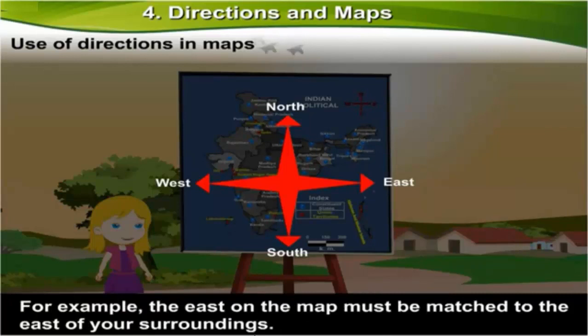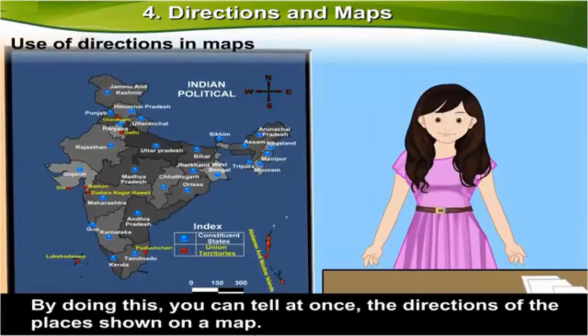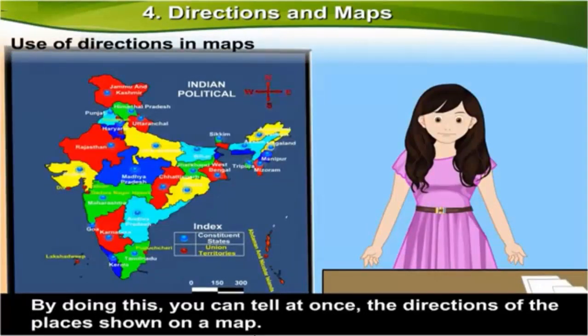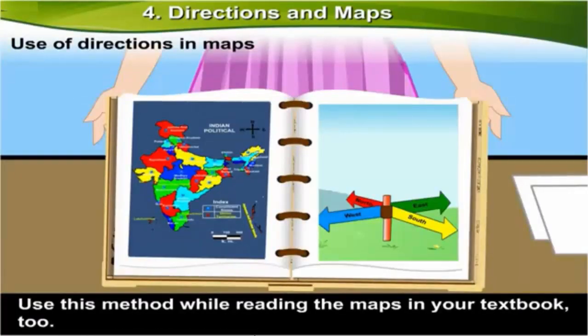For example, the east on the map must be matched to the east of your surroundings. By doing this, you can tell at once the directions of the places shown on a map. Use this method while reading the maps in your textbook too.